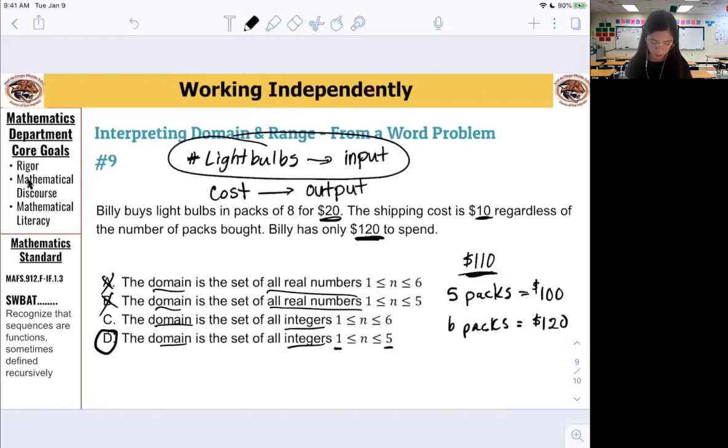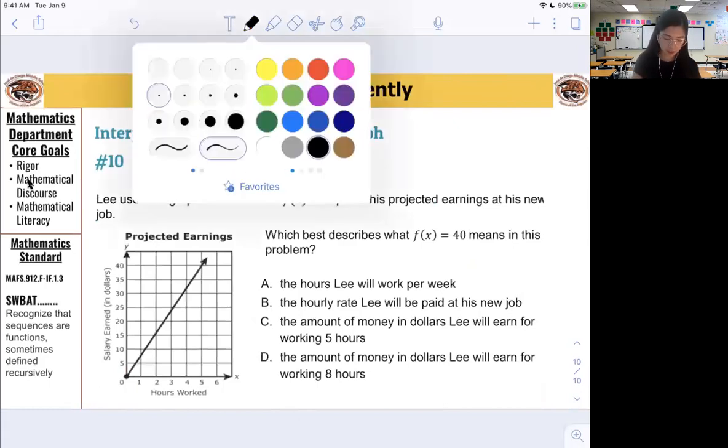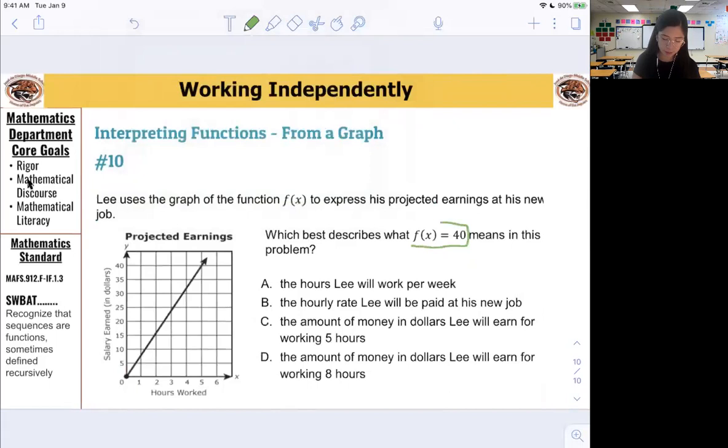Okay, that was number 9. And finally, we have number 10. Here's another graph. We're going to interpret what it means. So here we go. Lee uses the graph of the function f of x to express his projected earnings at his new job. Which best describes what f of x equals 40 means in this problem? So in other words, how can I put this into words? If I'm saying f of x equals 40, what am I actually saying?